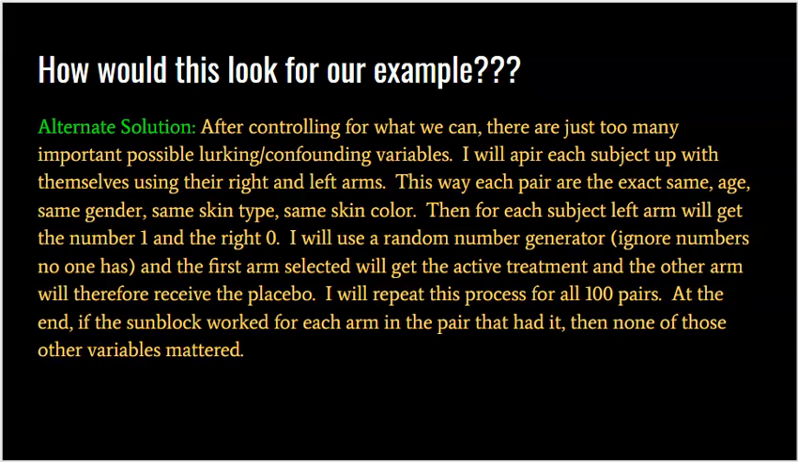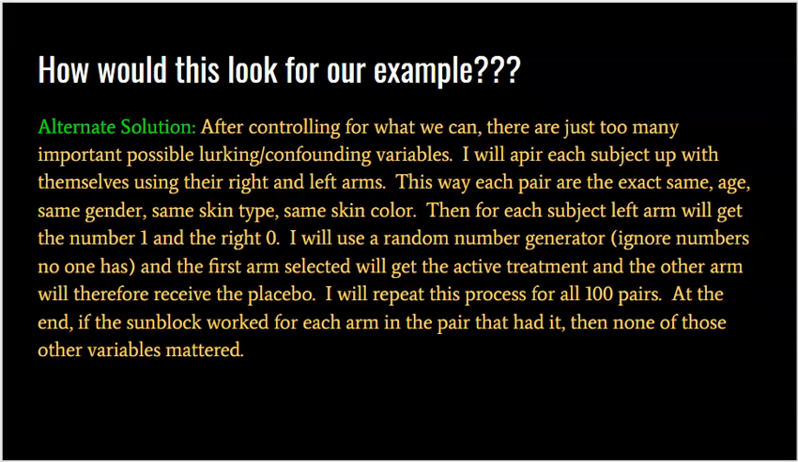Then, for each subject, left arm will get the number 1, right arm will get the number 0. I'll use a random number generator, ignoring repeats that no one has. And the first arm selected will get the active treatment, and the other arm will get the placebo. Now, once again, you want to try to blind the people. So maybe you're the researcher, right? You're the one figuring out who gets what. And then you go to your subjects and you say, okay, you're going to put this bottle on your right hand, rub it in real well throughout your entire forearm. Put this bottle on your left arm, rub it in real well throughout your entire forearm. Or maybe you even rub it on them just to make sure that it is exactly how you want and you're controlling everything that you can.